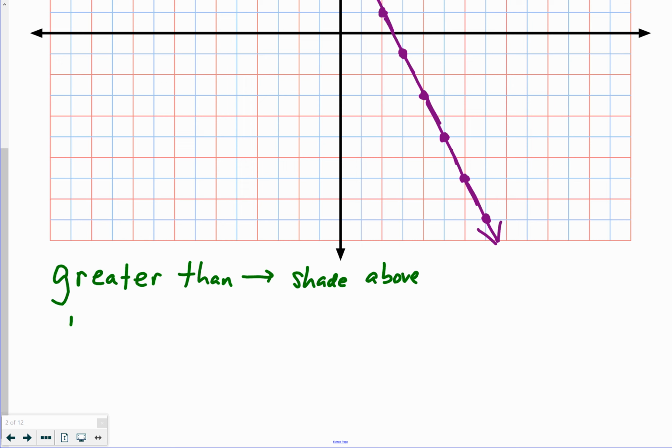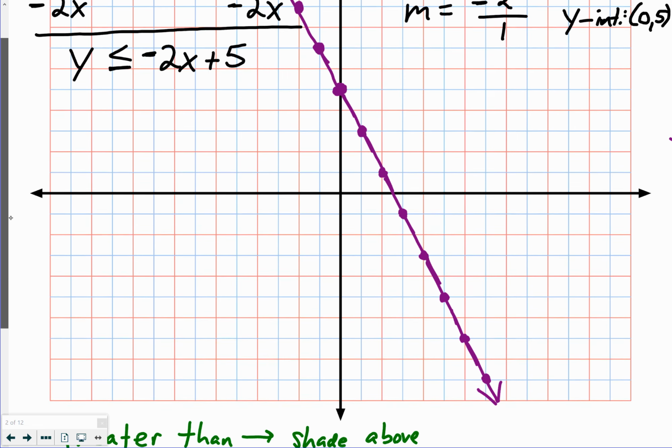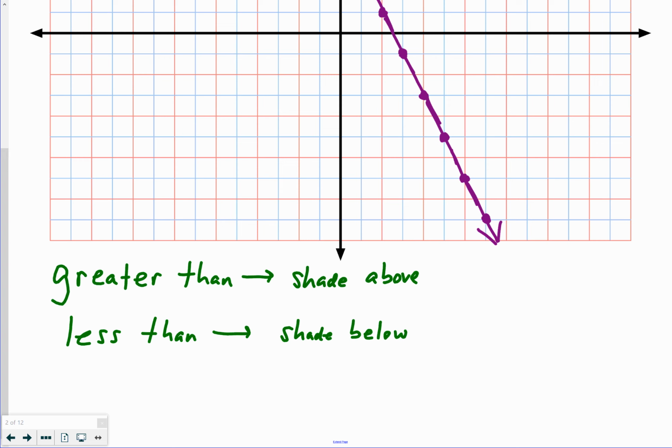Greater than, shade above. Less than, shade below. Yes, below the line. So let's try it this way first. I'll leave that there so you can write it down. Greater than, shade above. Less than, shade below. All right, I want you to start thinking in this way when you're getting ready to shade.